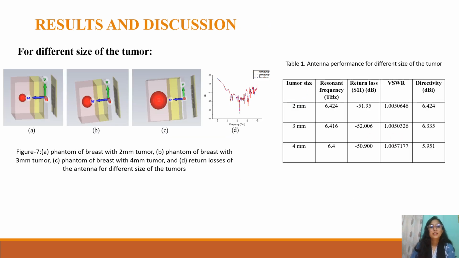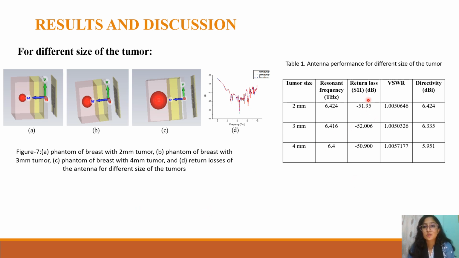Here in this slide, the results of the antenna for different sizes of the tumor are shown. In figure 7a, the phantom of breast with a 2 mm tumor is shown, in figure 7b, the phantom of breast with a 3 mm tumor is shown, and in figure 7c, the phantom of breast with a 4 mm tumor is shown, and figure 7d shows the return losses of the antenna for different sizes of the tumor.